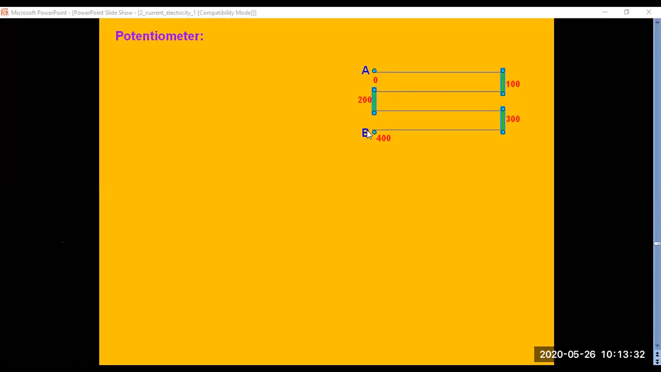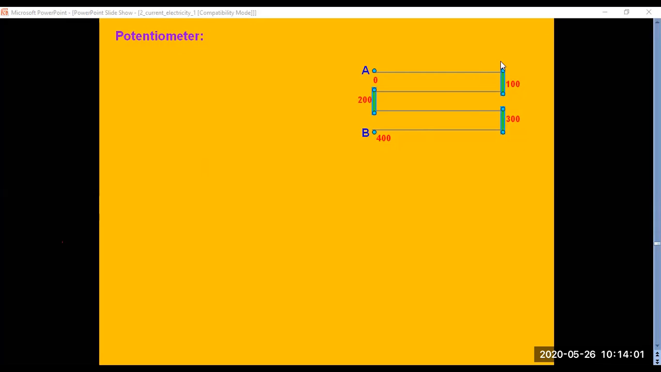Now, when I'm doing any experiment, I want a less value of current, which means I will move my jockey only from A till the point where it shows 100. If I want a higher value, I can move it to the point near B. So however much we want, there I can press the jockey and get the resistance. From A to this point is 100, from A to this point is 200, from A to this point is 300, and from A to B the resistance will be equal to 400.